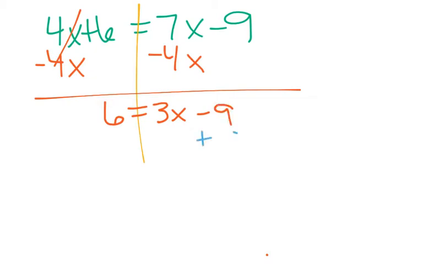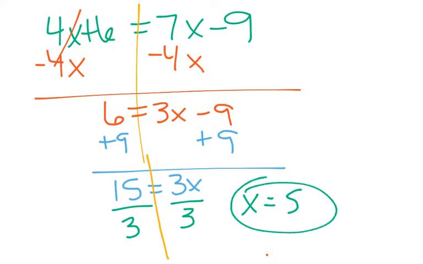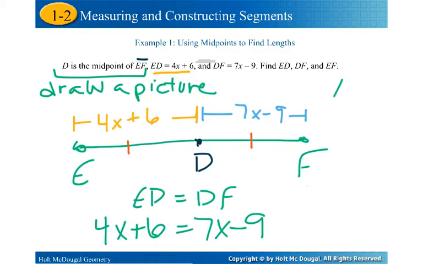Then we get to put the numbers together, so the positive 9 moves over here. And then we realize that we have a nice value that can divide into 15. So we'll divide both sides by 3 and realize that x is 5. So if x is 5, going back to the previous page, if x equals 5, plugging that in here means that we'll have 4 times 5 plus 6. And 4 times 5 plus 6 is 26. And so it looks like the measurement of ED is 26.